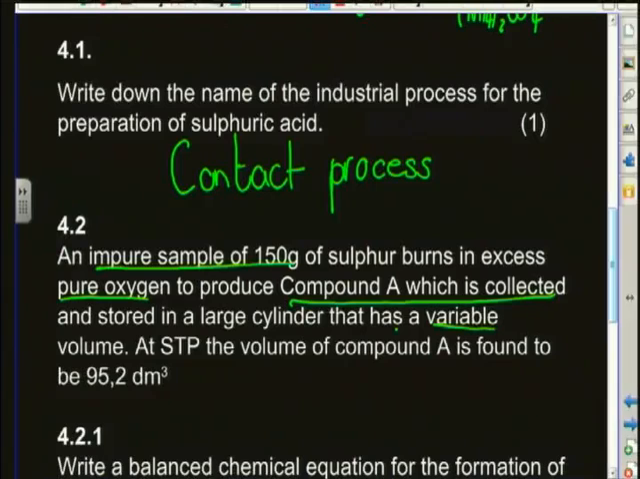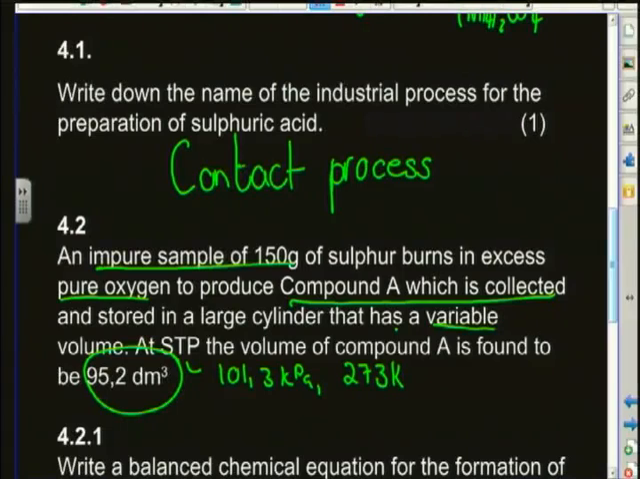Oh boy, life's starting to get interesting now, okay. At STP, which stands for standard temperature and pressure, it's 101,3 kilopascals and 0 degrees Celsius, 273 Kelvin. I mean, it can't be 0 Kelvin, that's minus 273. Not a chance, 273 Kelvin. Its volume is found to be 95,2 decimeters cubed.